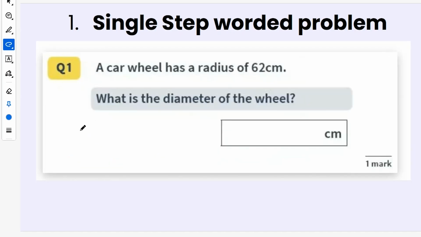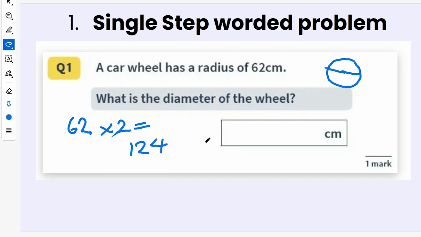Here's another one. A car wheel has a radius of 62 centimeters. What is the diameter? So the diameter, if we take a wheel or a circle, the radius is halfway, which is half the diameter. So the diameter is double the radius. So if I do 62 times 2 or 62 doubled, I get 120. Okay, and then I do 2 times 2, which is 4. So the final answer is 124 centimeters. Again, there was only one step involved. It's a single step worded problem.